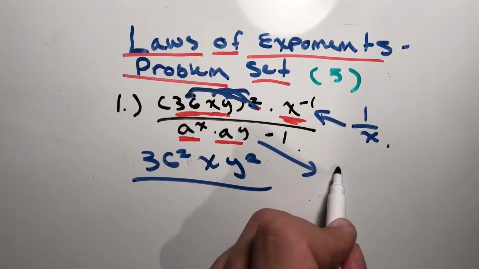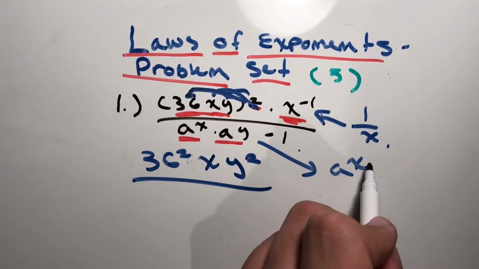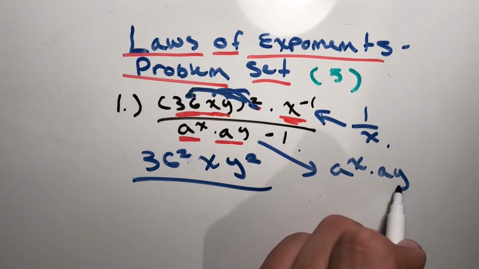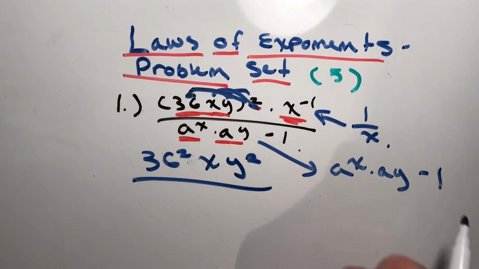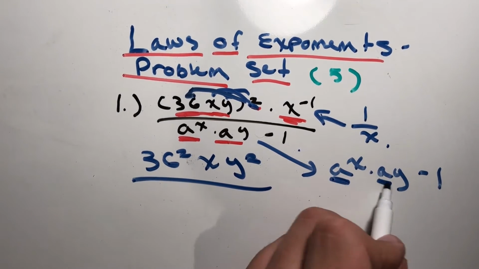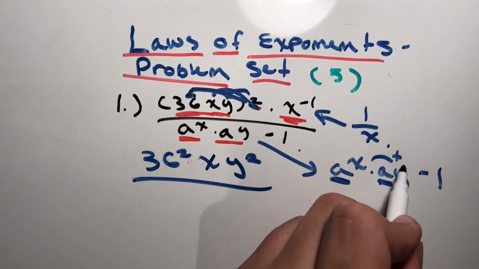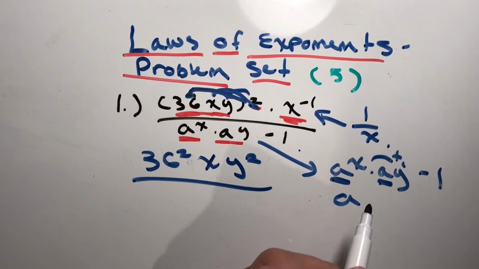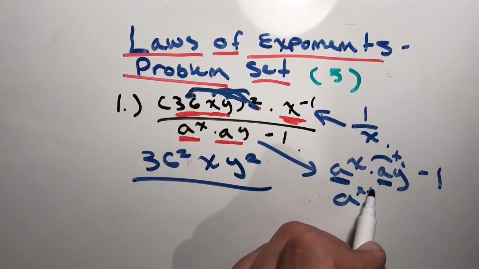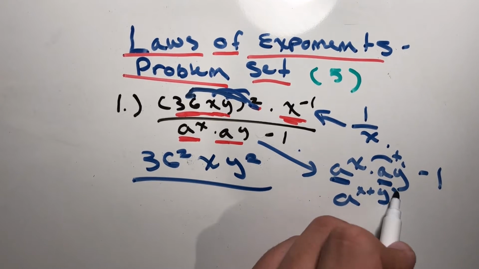Let's simplify that over here. Minus 1, right? That's just a 1. Okay, so based on our knowledge of the first law, these have the same base, right? So all we need to do here is add the powers together, right? Put a plus sign there. And so we can rewrite this as a to the x plus y, right? The whole power of x plus y.